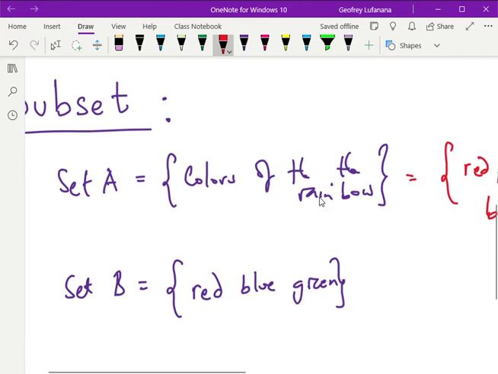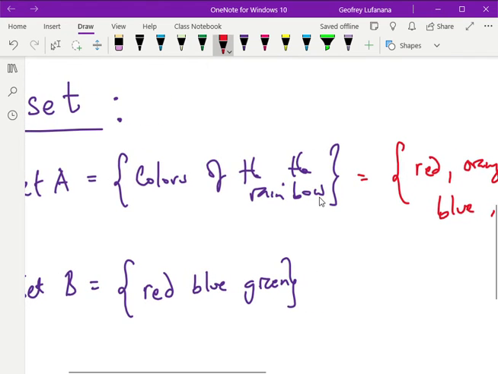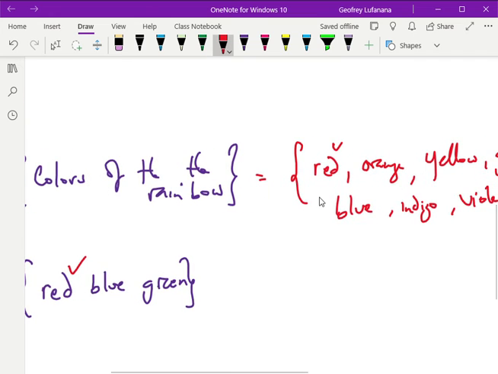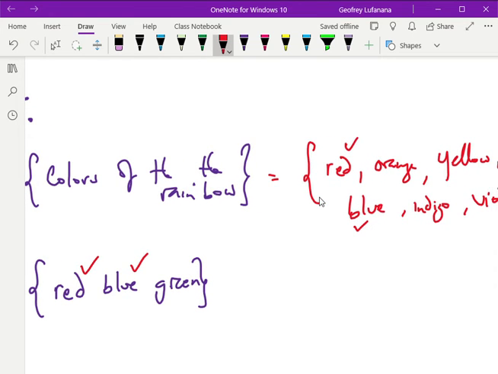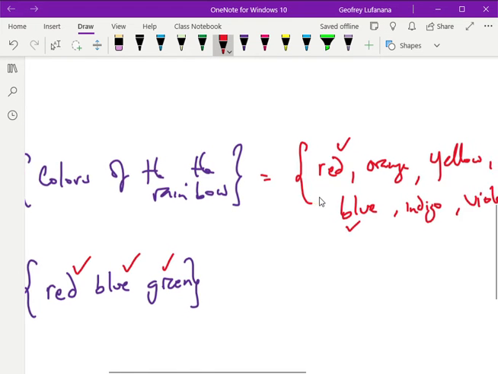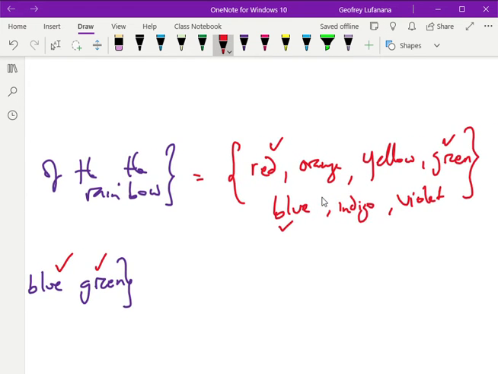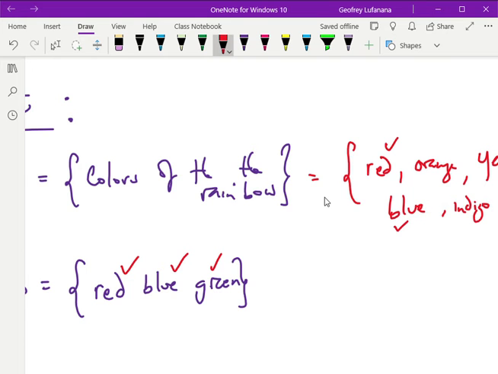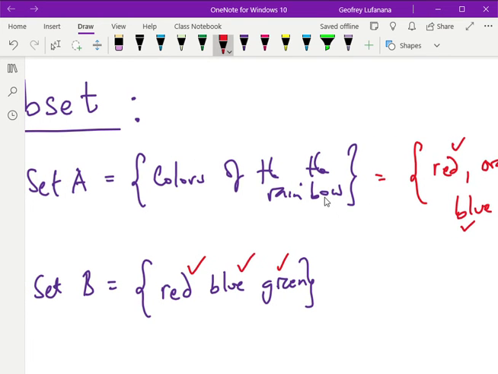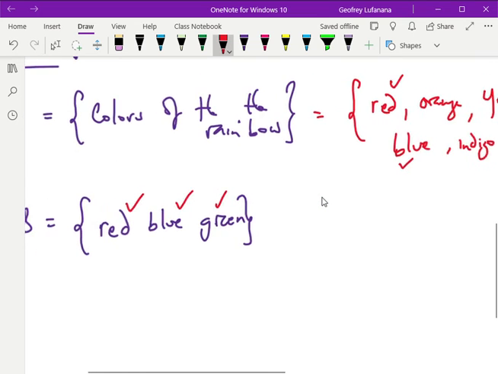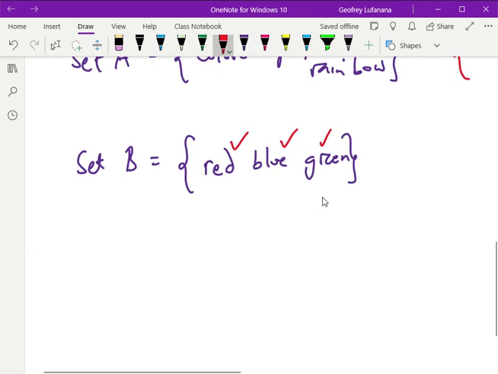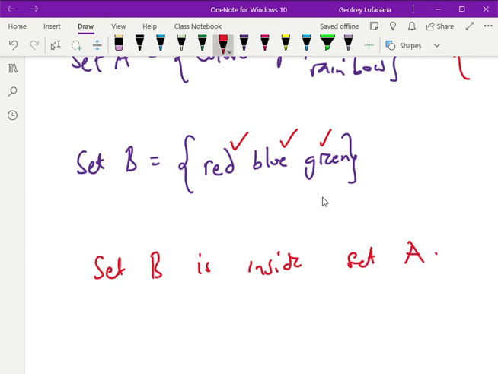So when you look at the members in set A and the members in set B, you realize that set B has red, set A also has red, set B has blue, there's a blue in A, and there's a green, and there's also a green. Now, you notice that all the members of B are there in A, but A is not equal to B. So you could say something like set B is inside set A.